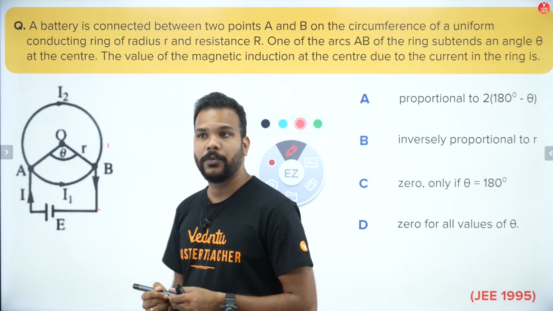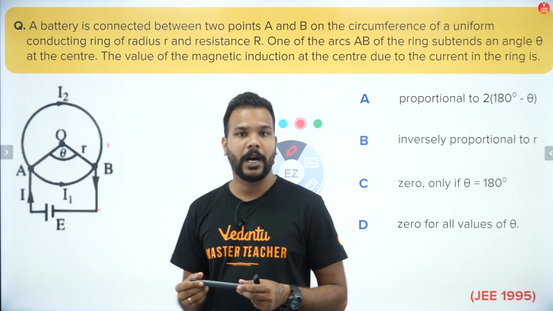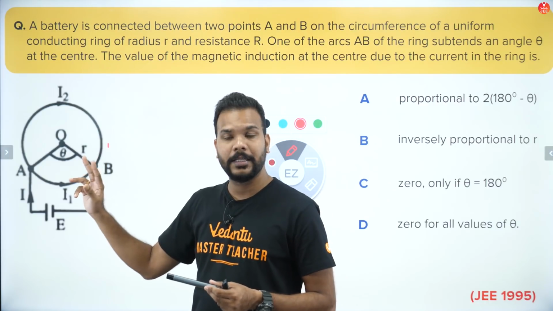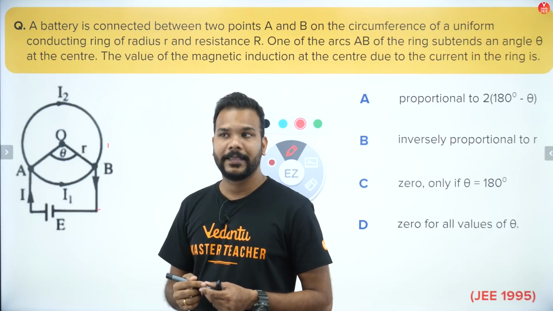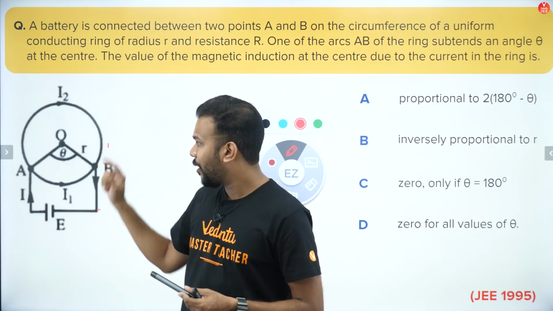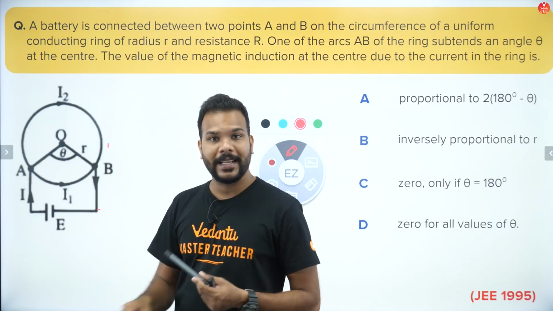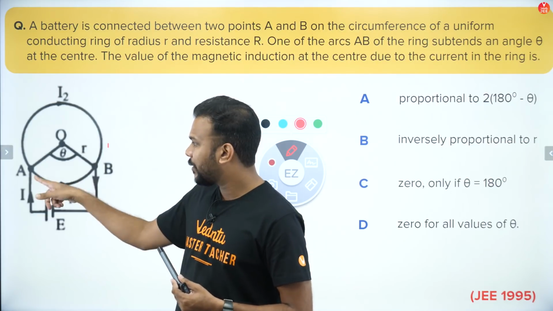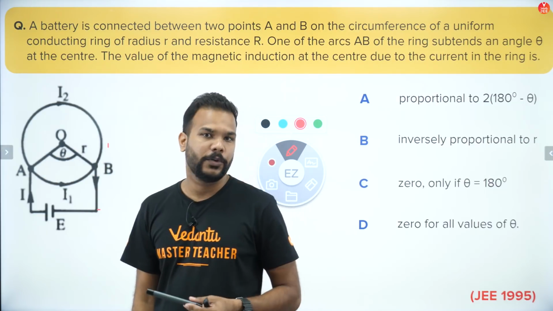So we have to find out the value of the magnetic induction at the center due to the two currents I1 and I2 in the segments. Information that is given to us is that this angle AOB is equal to theta.